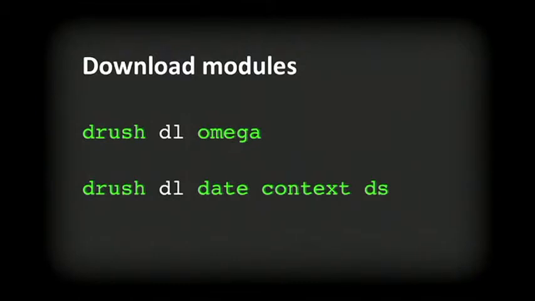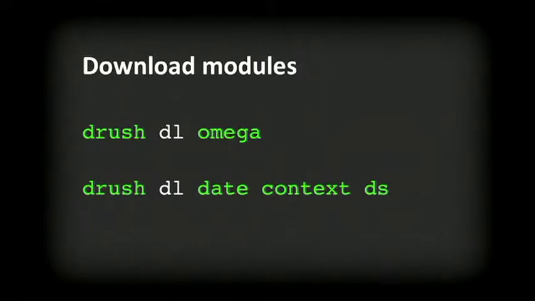You can download modules with Drush. The command basically is Drush DL and the module name. You can also download several modules at the same time. Just separate them by space. So you can say Drush DL date, context, display suite, DS for display suite. So that helps you to download multiple modules if you want to at the same time.